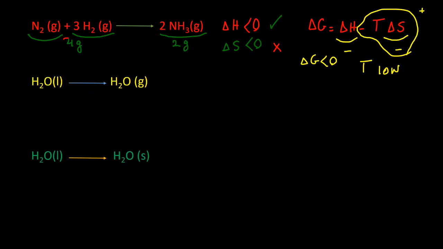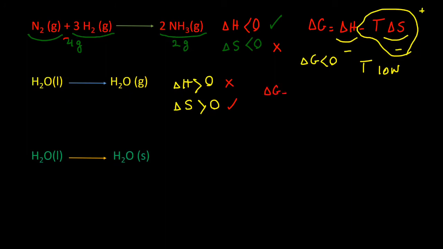Let's look at the other example. We have liquid water and we want to convert it to steam or gas. We know for doing that, we need to heat it. So delta H for this reaction definitely is larger than 0. However, you know liquid to gas means entropy of system increasing. So delta S is larger than 0. Again, you see delta H is not in favor of reaction, but delta S is. So we need to see at what temperature this reaction can be spontaneous.